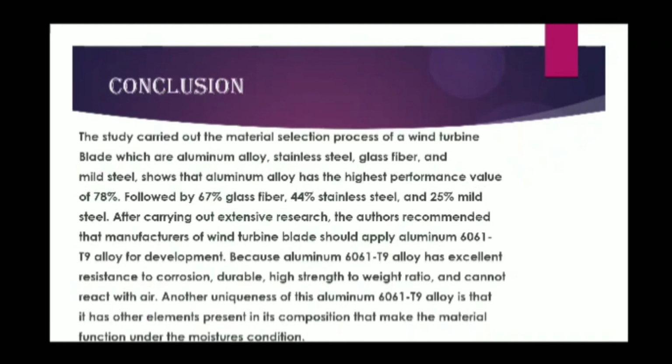After carrying out extensive research, the authors recommended that manufacturers of wind turbine blades should apply aluminum 6061 T9 alloy for the development, because aluminum 6061 T9 alloy has excellent resistance to corrosion, a durable high strength-to-weight ratio, and does not react with air. Another uniqueness of this aluminum 6061 T9 alloy is that it has other elements present in its composition that make the material function under moisture conditions.